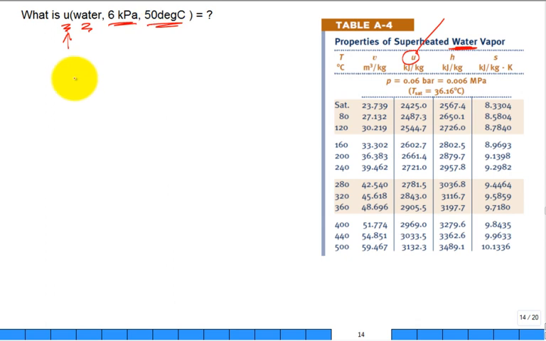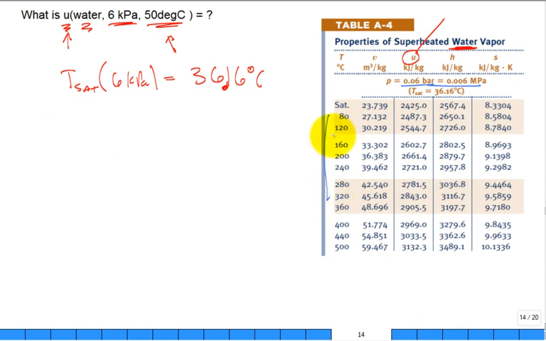If you go and compute the saturation table or look it up, saturation temperature at 6 kilopascal, you'll find that it's 36.16 degrees C. The actual temperature is greater, hence it's superheated. We go to the superheated table, and here we are, we're at the right pressure block. And we're going to come down to 50 degrees C, but I don't see it. So what do we do?